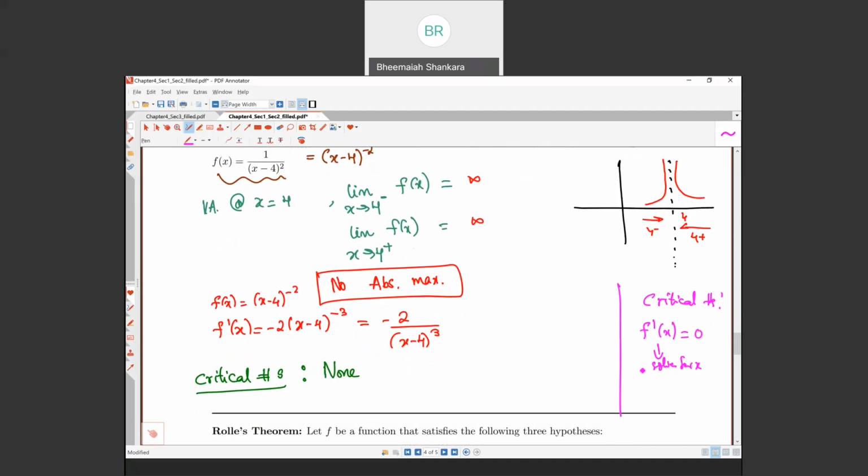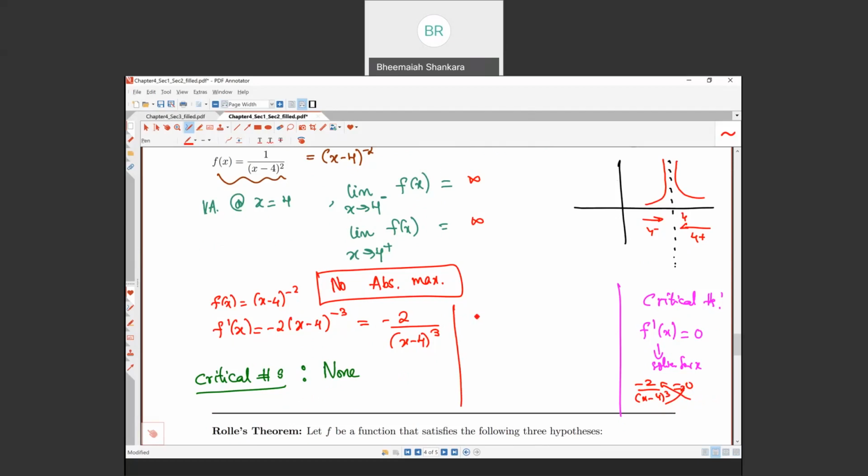When you try to do a similar calculation for this example, what you end up getting is negative 2 over x minus 4 cubed equal to 0. For such fractions you want to cross multiply to simplify. When you cross multiply, all you get is negative 2 equal to 0, which means you will not be able to solve for x, as negative 2 equal to 0 is not a valid expression. So all you say is there is no value of x which can satisfy this equation, so there are no critical values.